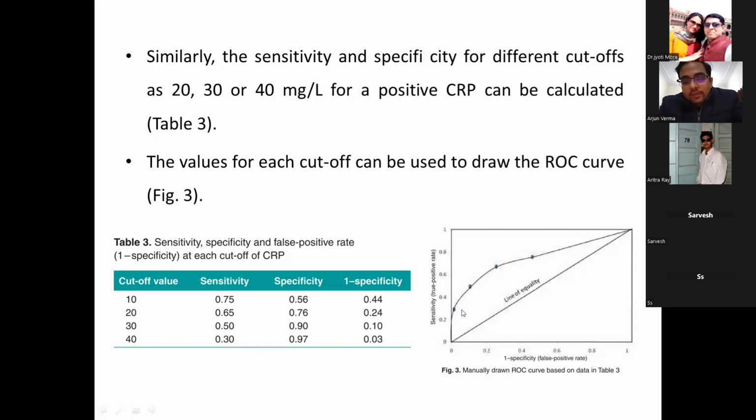Suppose the CRP is 10, what is the sensitivity? 0.75. So on the y-axis we plot 0.75, and 1 minus specificity will be 0.44, so we will plot 0.44 on the x-axis. Similarly, we will make the dots at 20, at 30 and at 40. And then we will join all these dots to produce a curve which is called the ROC curve.